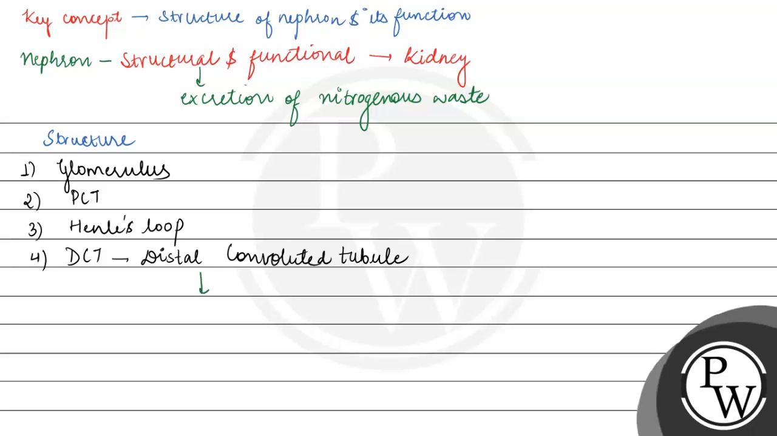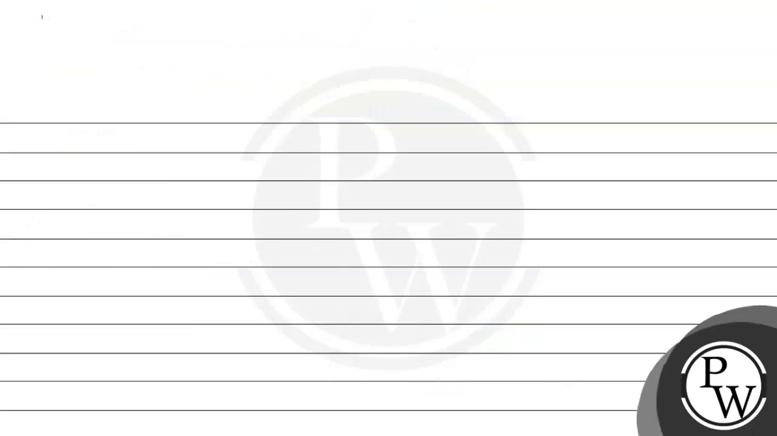And this distal convoluted tubule helps in the secretion of ions such as hydrogen ion, potassium ion and ammonia into the filtrate, and from this particular filtrate it helps in the reabsorption of bicarbonate ions, which is HCO3 minus. Another mechanism is also present in this DCT, which is known as conditional reabsorption.